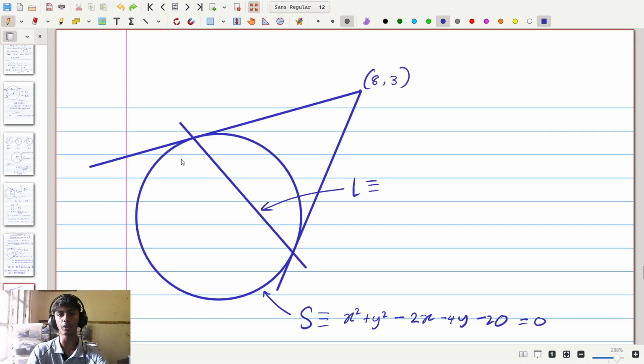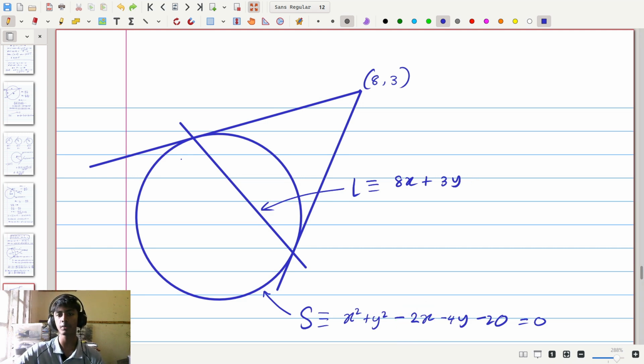Applying that to this situation, we have x times x1, which is 8, so we can write like 8x plus y times y1, which is 3, so we can write 3y plus g times x plus x1. Now here in this case, considering this thing, this is going to be 2gx. If 2gx is negative 2x, then g must be equal to negative 1.